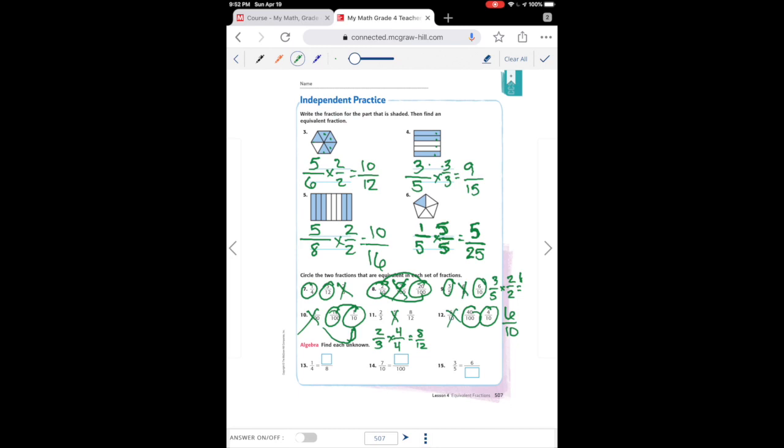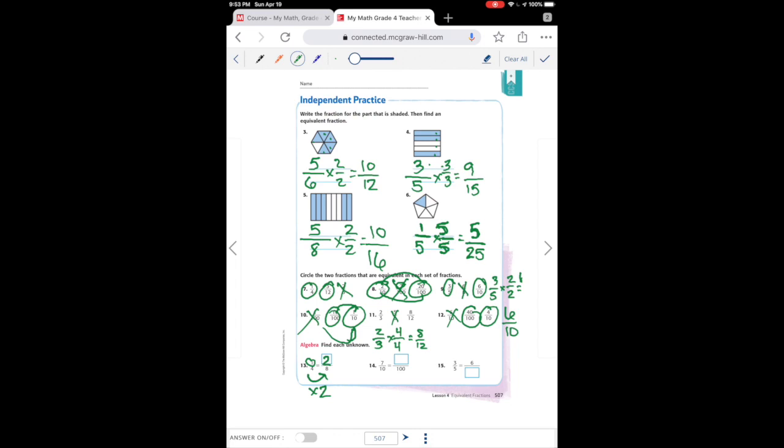All right, algebra, find each unknown. So we need to figure out what is the unknown for each equivalent fraction. 1/4 is equal to what over 8? I have to think about how we got from 4 to 8, and I know I'm multiplying. If I skip count by 4, how many times do I have to skip count until I get 8? 4, 8, just 2. So I know I'm multiplying by 2. Now I can take the 1 on top and multiply it by 2 to get my unknown. 1 times 2, identity property of multiplication: any number times 1 is that same number, so it is 2.